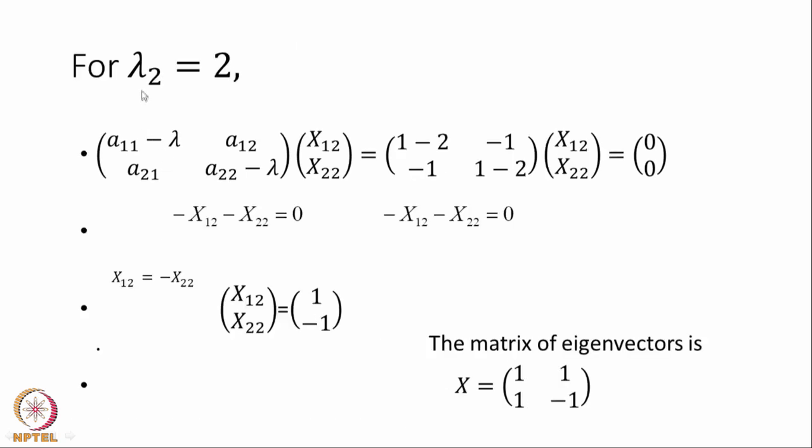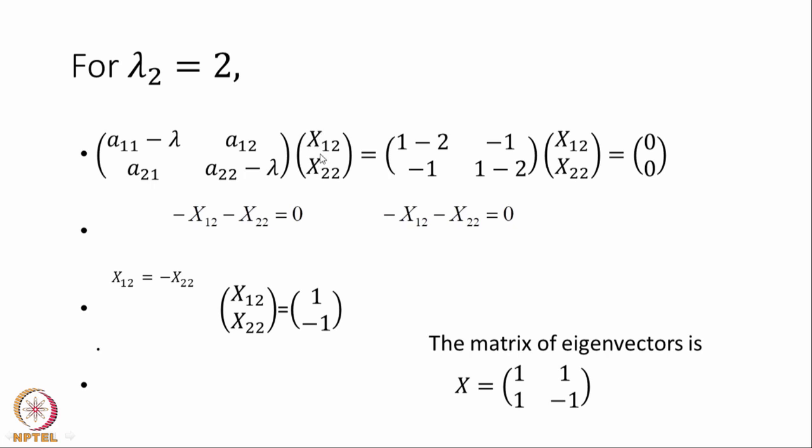Now, look at this. For lambda 2, what is lambda 2? Lambda 2 was value 2. So, now I am going to subtract 2 from the diagonal terms: a11 minus lambda, a12, a21, and a22 minus lambda. So, this is written correctly here, always subtract lambda from the diagonal values. So, when I substitute that, now I need a new eigenvector.